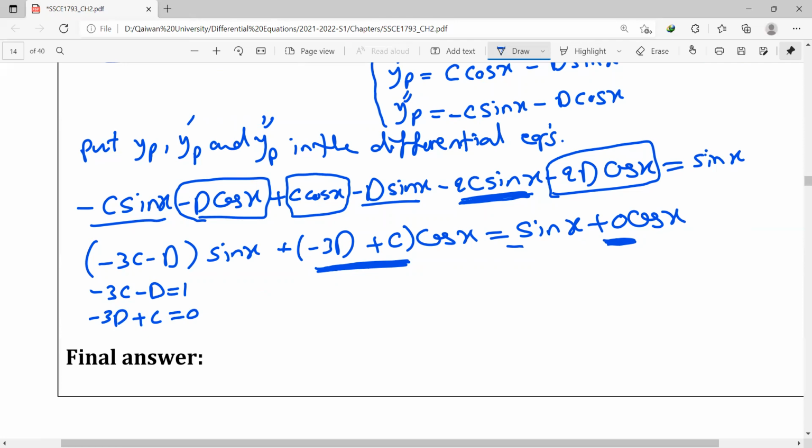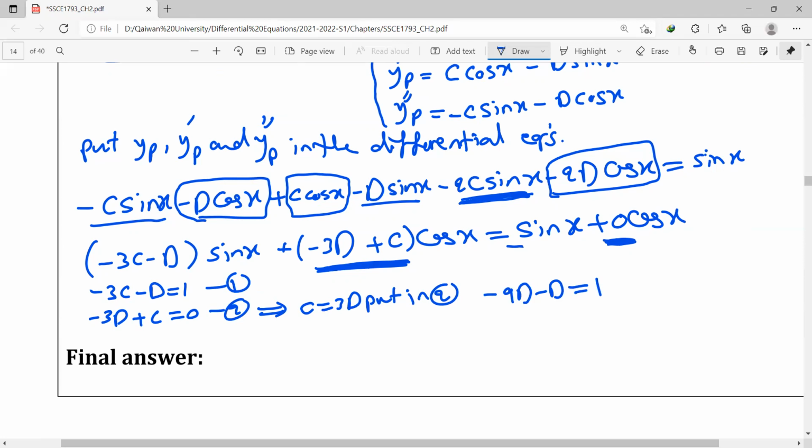You can solve it simultaneously, I mean, by substitution or elimination. Let's say this is equation 1 and the second one is equation 2. This is a linear equation. From this equation, we say c equals 3d. Then put in equation 2. That means you replace c by 3d. And you get minus 9d minus d equals 1.